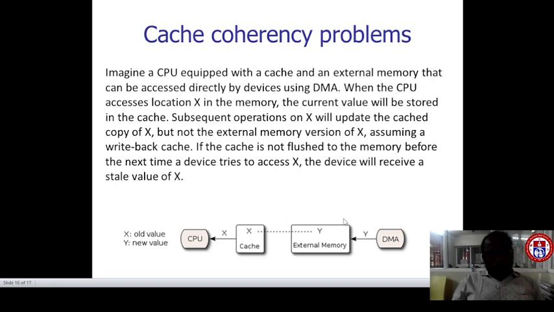Everything is given in the figure below, so you can check that. This problem is one of the major problems in direct memory access, and it can be solved through some separate algorithms.